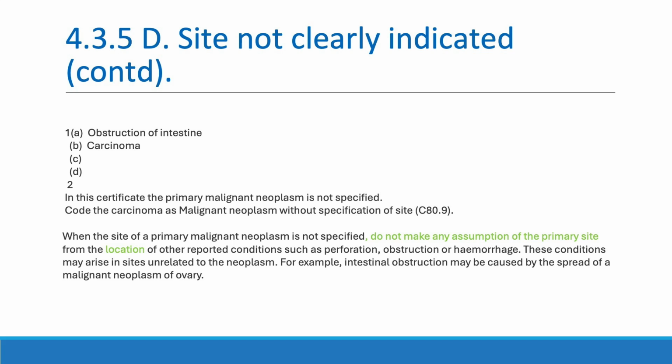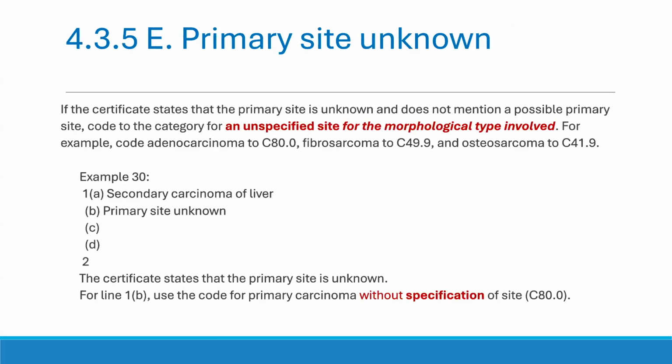The slide emphasizes that you should not assume the primary site based on other reported conditions like obstruction of the intestine, etc., as these conditions may result from the neoplasms spreading from unrelated sites. For instance, an intestinal obstruction might be caused by the spread of a malignant neoplasm of the ovary or from other anatomical sites. Now let's discuss cases where the primary site of a neoplasm is unknown.